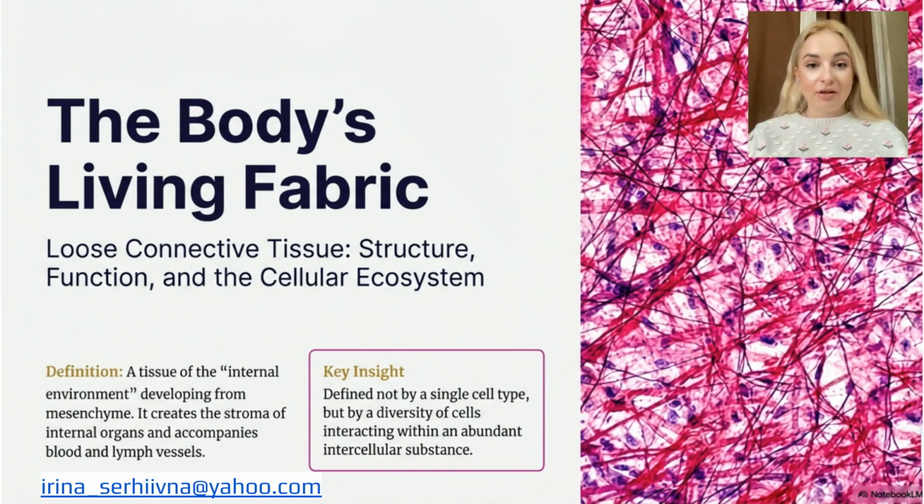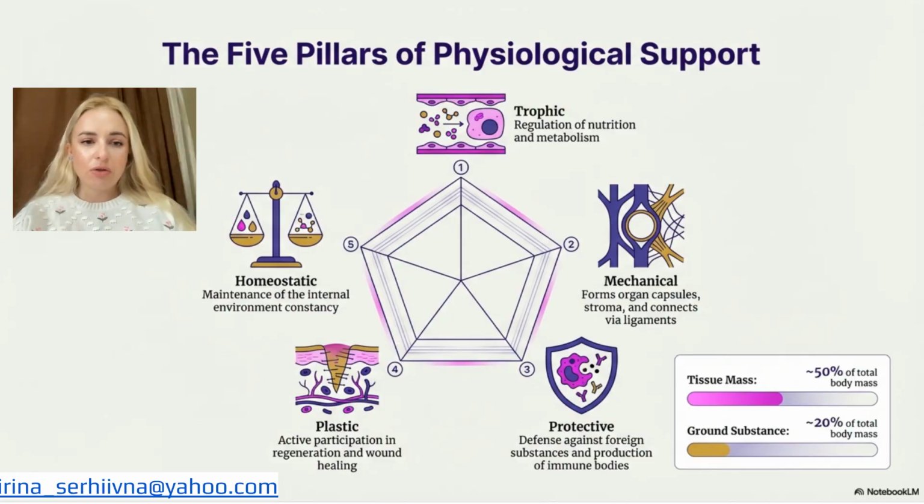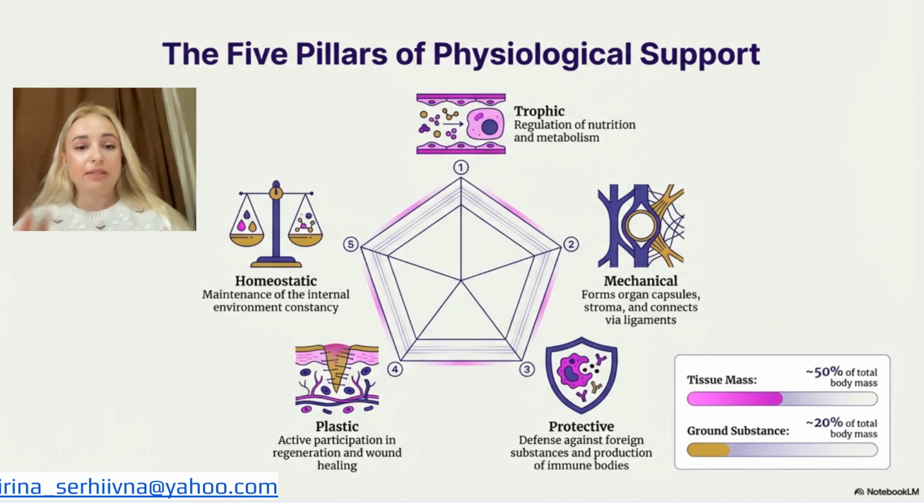Hello everyone, in this video we will be discussing the principles of loose connective tissue structure in less than 10 minutes. Connective tissue comprises a diverse group of cells within a tissue-specific extracellular matrix. In general, connective tissue consists of cells and extracellular matrix. Extracellular matrix includes structural components like fibers and specialized proteins that constitute the ground substance.